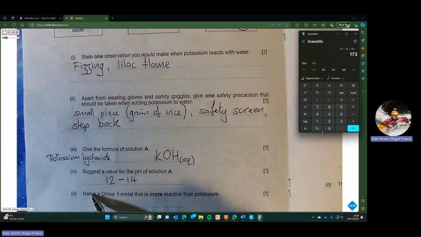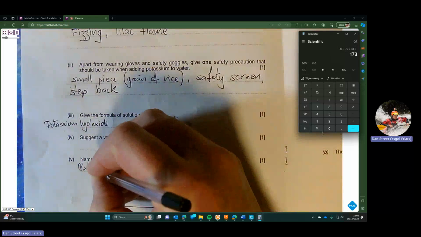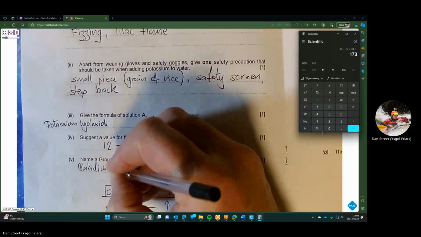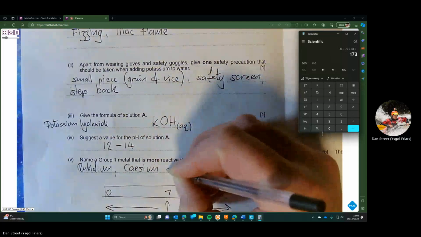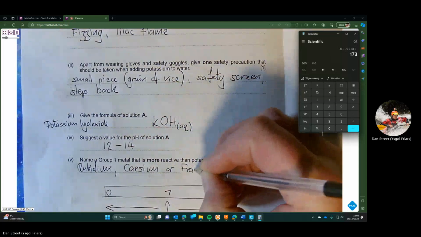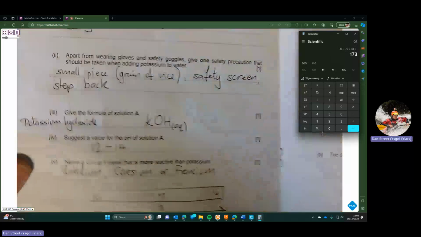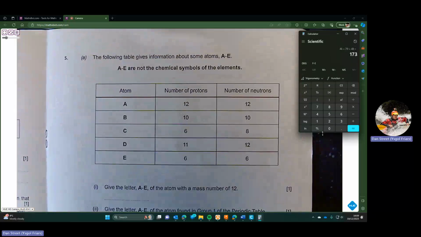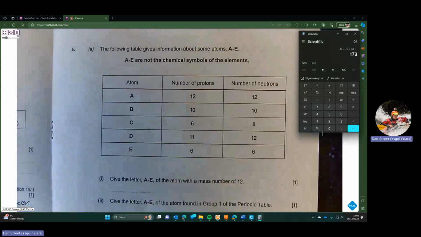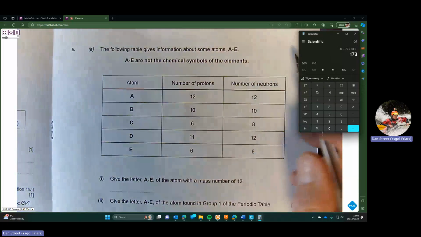Okay, so it does ask for a name rather than a formula, so you would have to put rubidium, cesium, or francium. Not that we ever see francium, but any of those would get you the mark for that question there. Okay, number 5. The following table gives information about some atoms A to E, and A to E are not the chemical symbols of the elements.